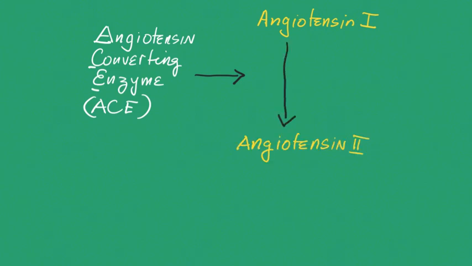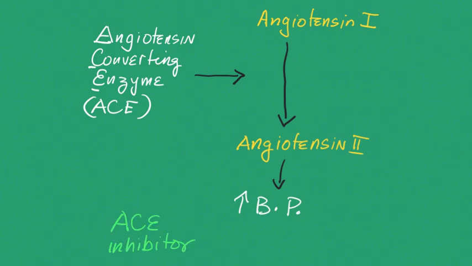Angiotensin converting enzyme, also known as ACE, is produced by the lungs, and its job is to convert angiotensin 1 to angiotensin 2. Angiotensin 2 is a hormone that raises blood pressure. People with high blood pressure are sometimes prescribed ACE inhibitors.